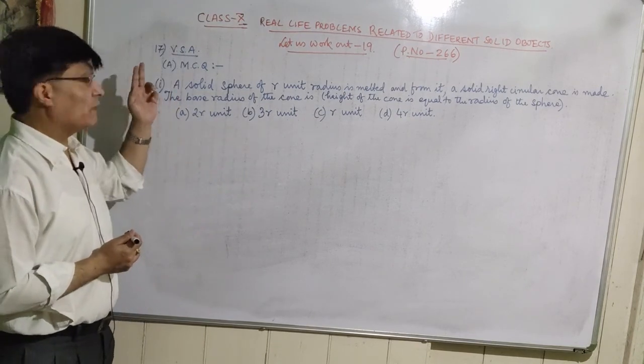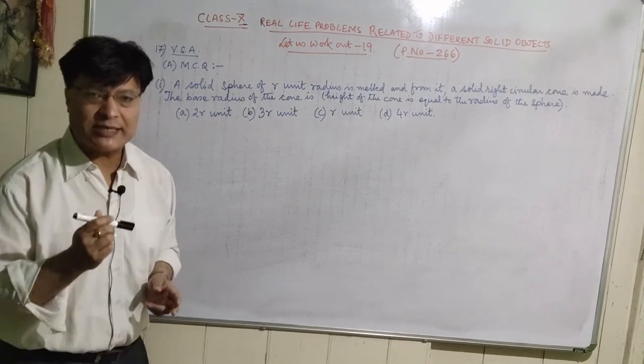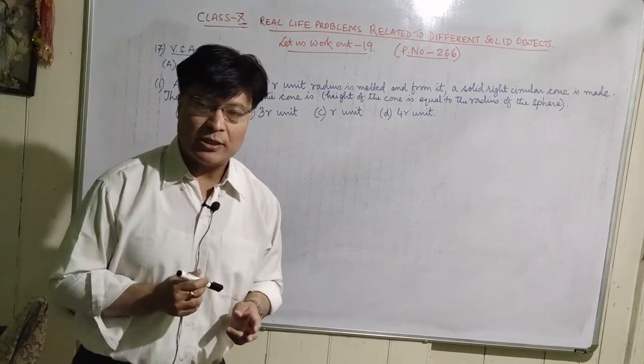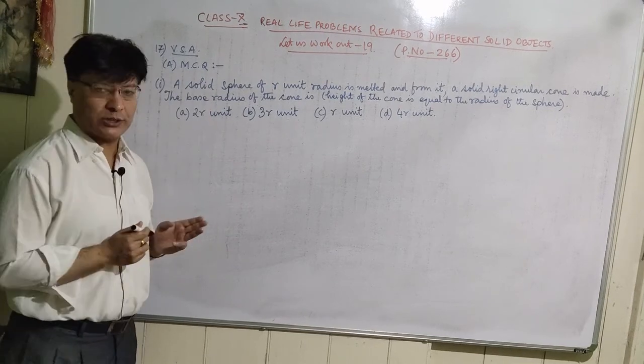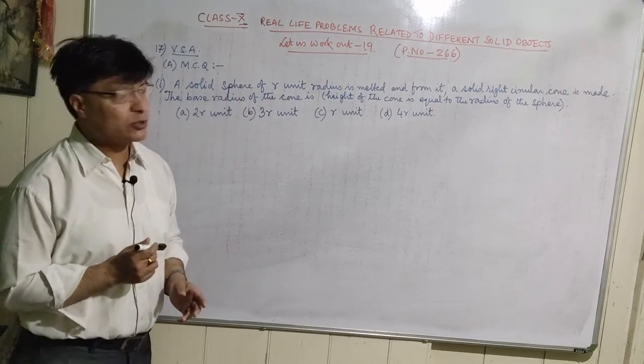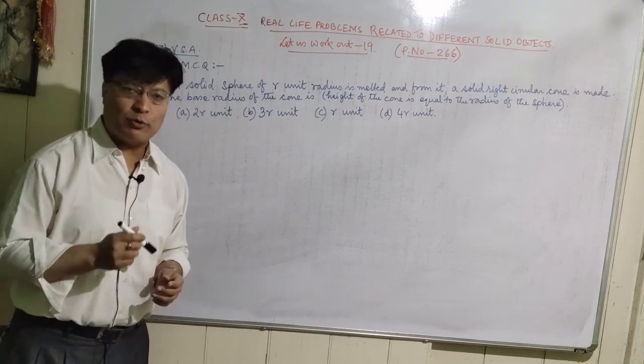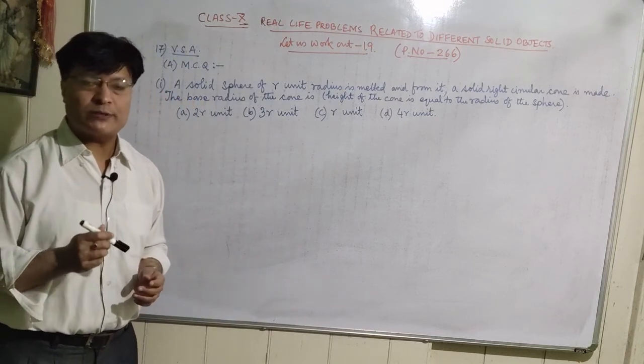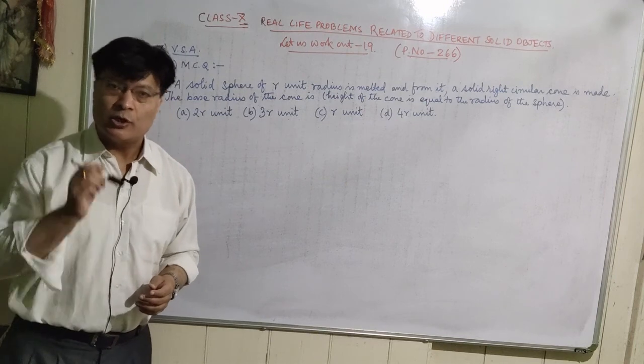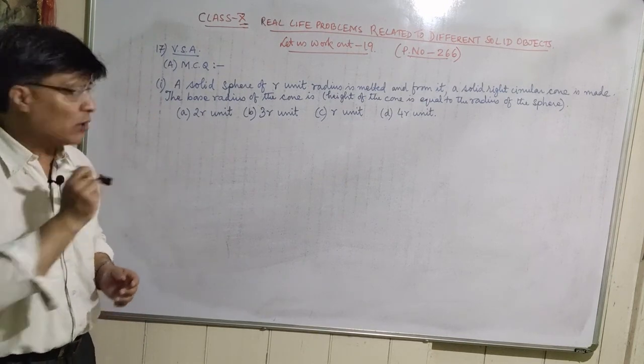So today we'll do very short answer type questions which carry 1 mark each. This is a multiple choice question. So let us work out exercise 19, page number 266 from the book Ganit Prakash for class 10 by West Bengal Board of Secondary Education. So let's start our work now.